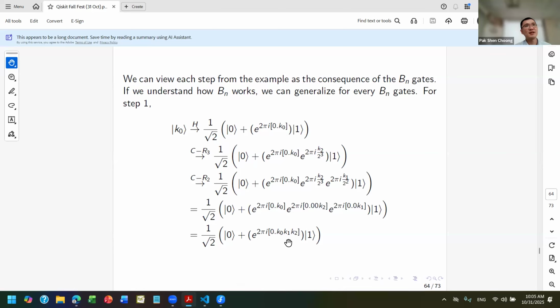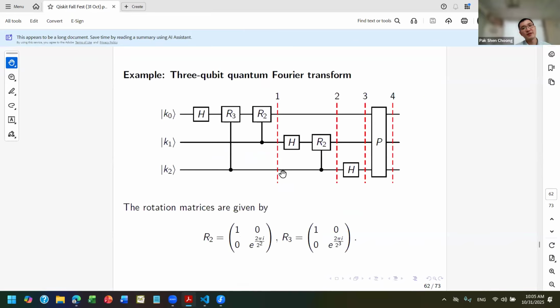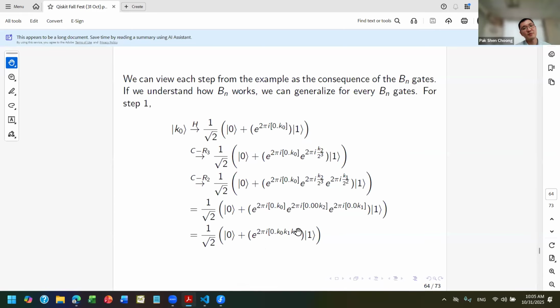So what would you expect after step 2? There's no effect on k0, right? Because k0 comes from the Hadamard gate. But you still have the effects of R2 and the Hadamard gate from K1. So what would you expect for the final equation of step 2? 1 over square root 2, 0 plus e to the power of 2 pi i. And then what will be your binary representation? 0 point.